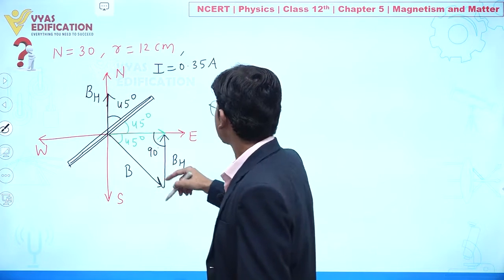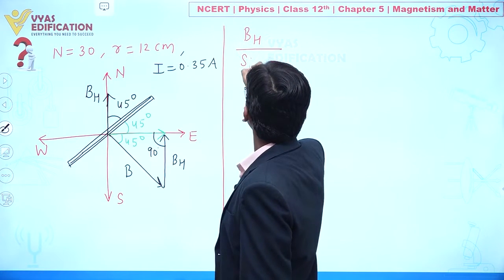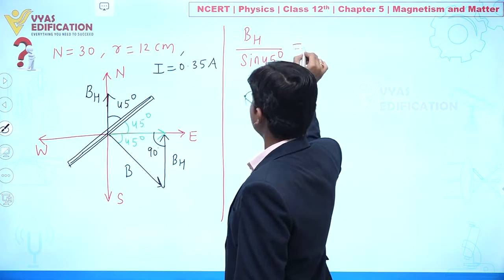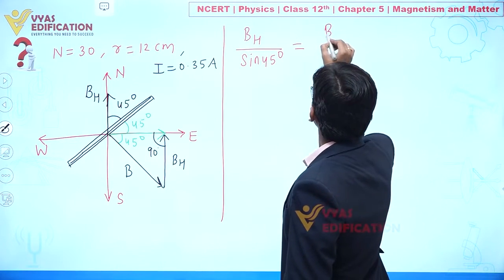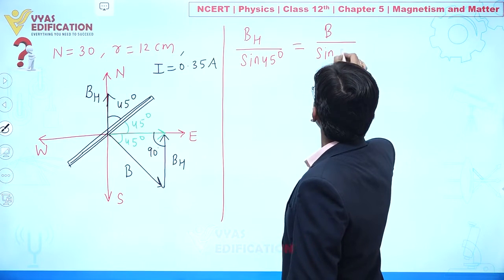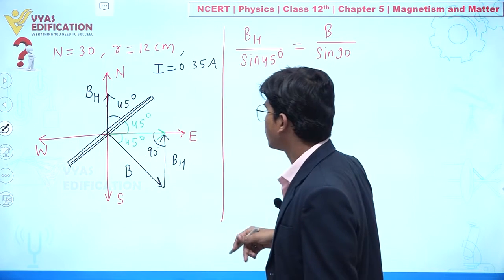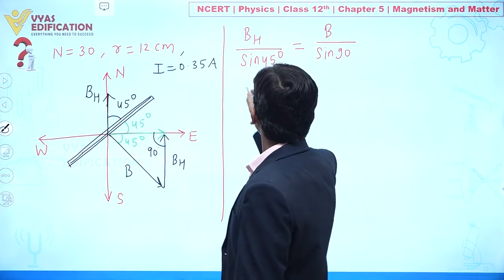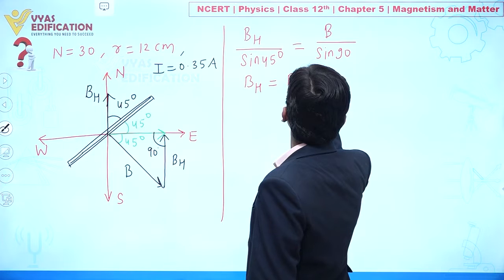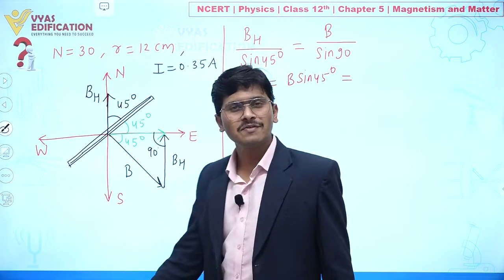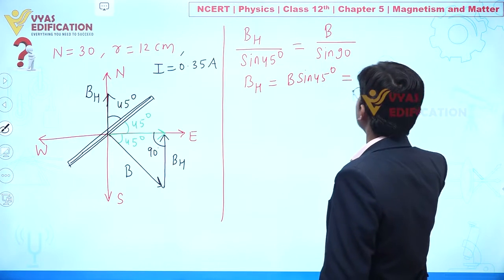Now we can write like this: BH divided by sine of 45 should be equal to B divided by sine 90, clear to everyone? So BH divided by sine 45 is equal to B divided by sine 90, clear? So from here I can write the value of BH is equal to B sine of 45, clear? The value of sine 45 is 1 by root 2. So we can say this is B into 1 by root 2.